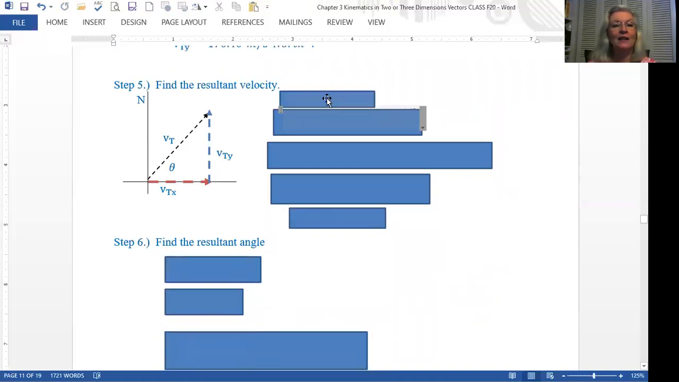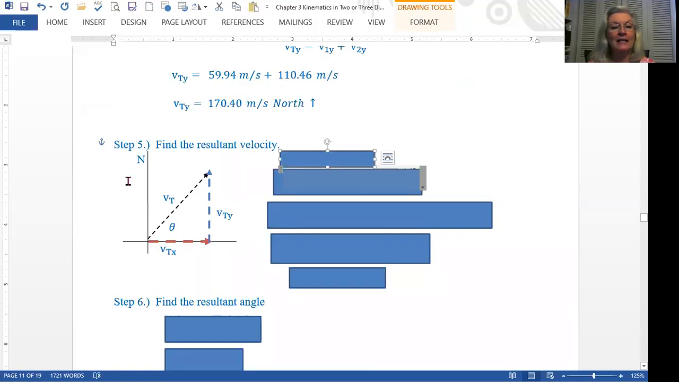So to find the resultant, we need to draw a picture. Because our vectors went north and east, my little sketch is going to go north and east. So V total in the x direction went east, I drew it in. V total in the y direction went north, I drew it in. And V total then is this black dashed arrow. And theta, I picked to be this angle here in the left-hand corner.